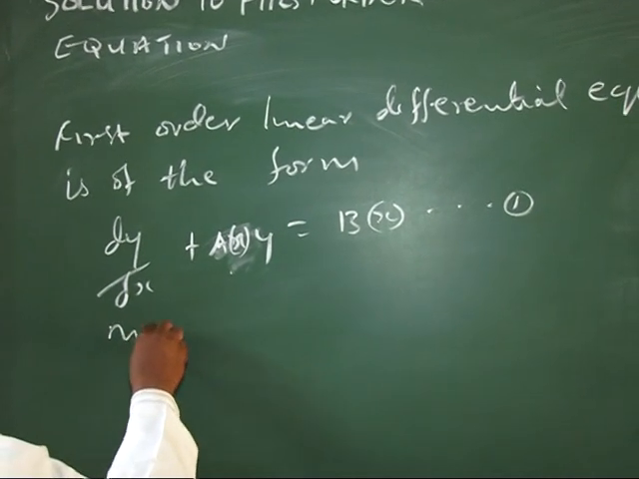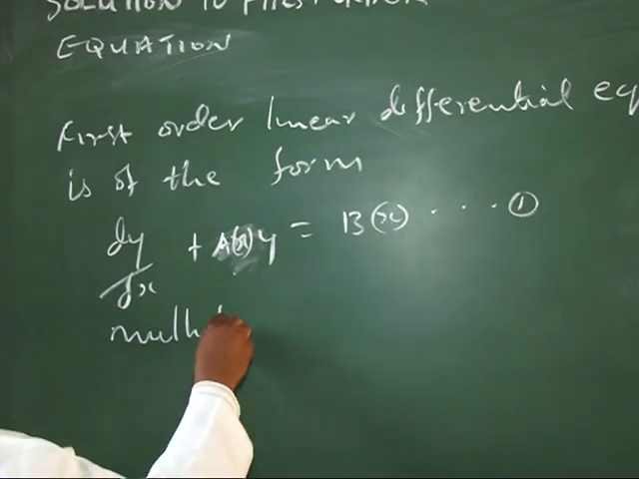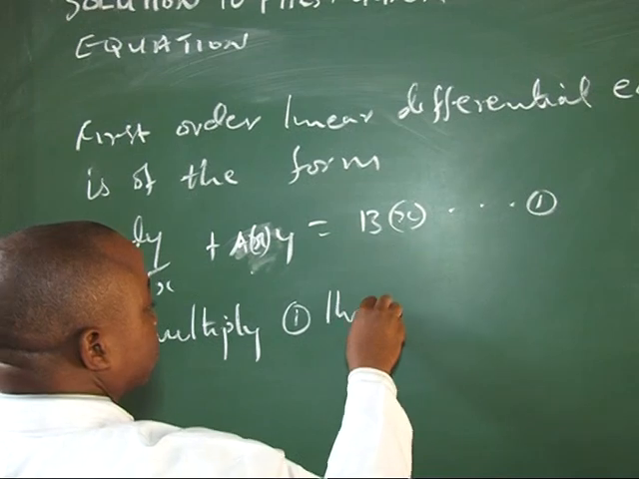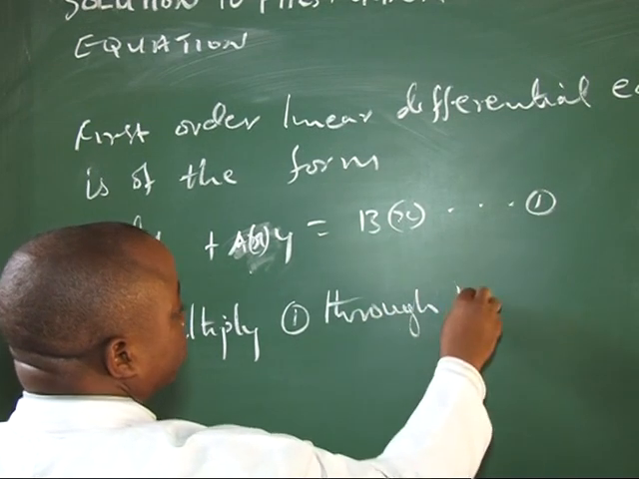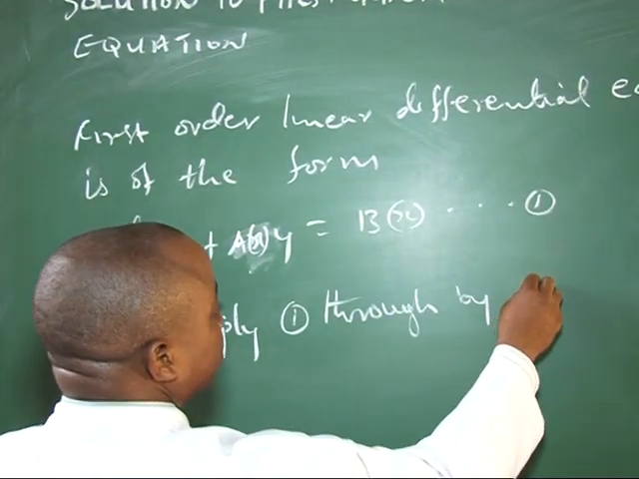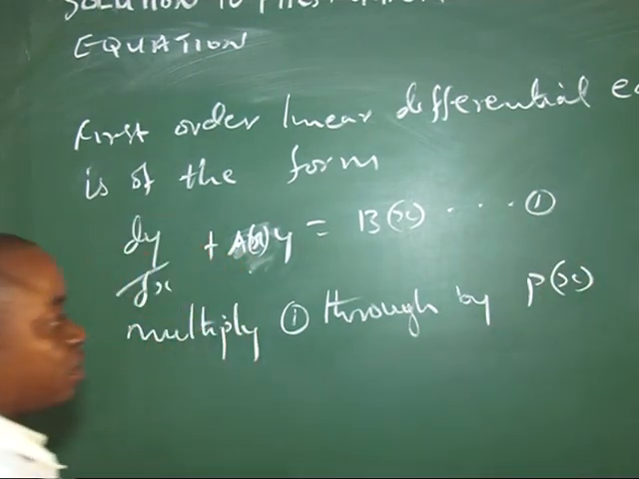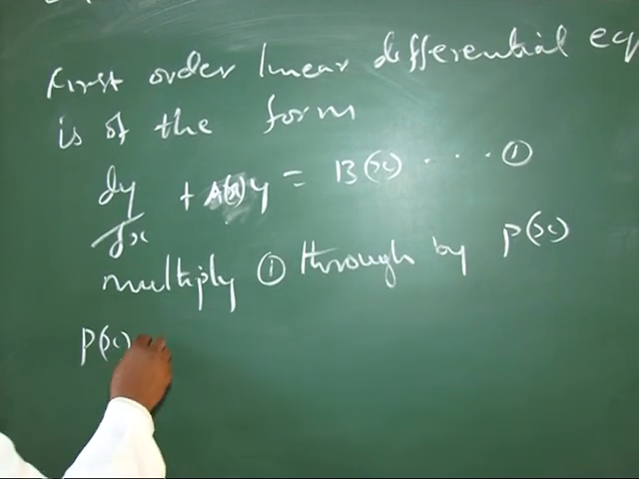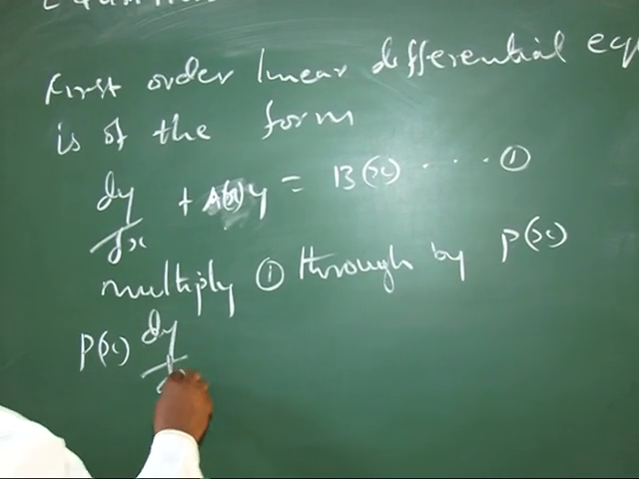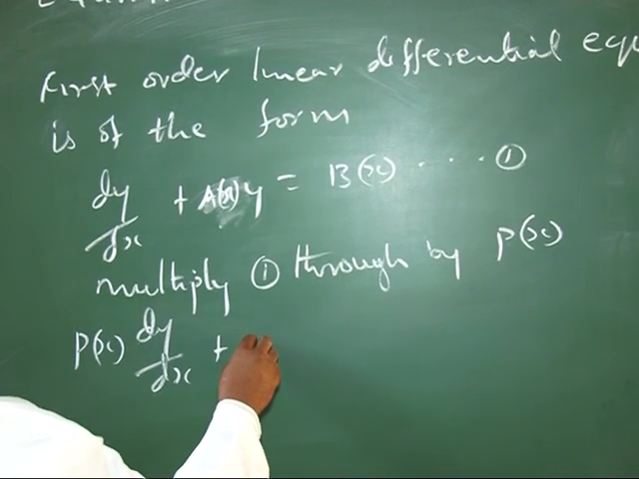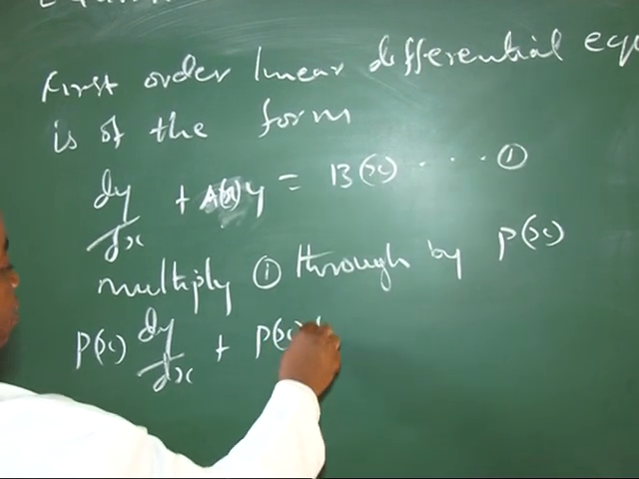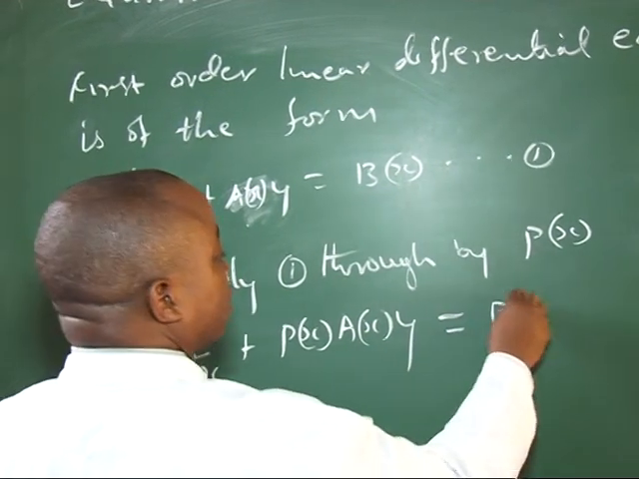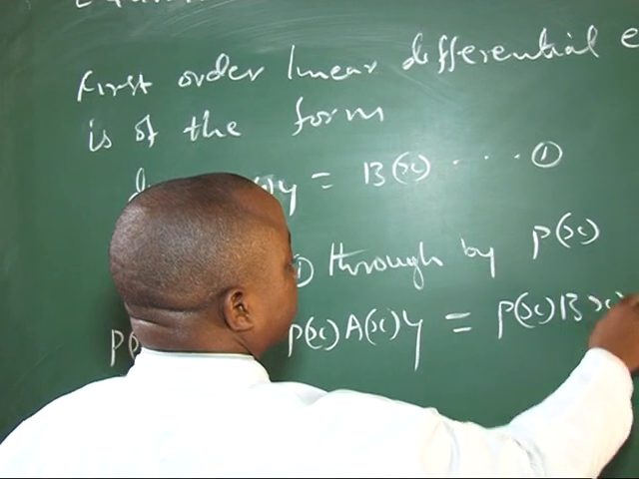Now, multiply equation 1 through by p of x. We will have p of x dy/dx plus p of x a of x y is equal to p of x b of x.